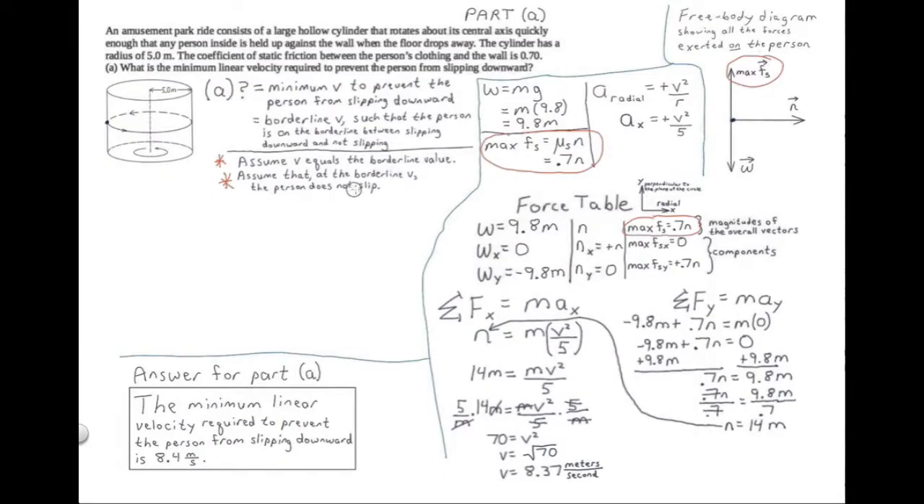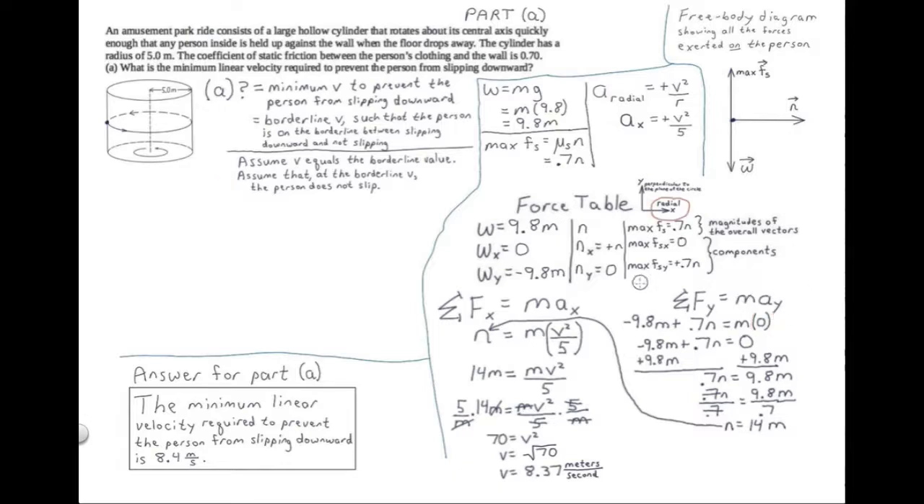Since we're assuming that the person does not slide, we apply static friction, not kinetic friction. And since we assume that the person is on the verge of sliding, we apply maximum static friction. For maximum static friction, we can use this special formula for determining the magnitude of the maximum static friction in the first row of our force table. And because we assume that the person does not slide downwards, we know that the person will be vertically motionless. So we can substitute 0 for a sub y in our Newton's second law equations.